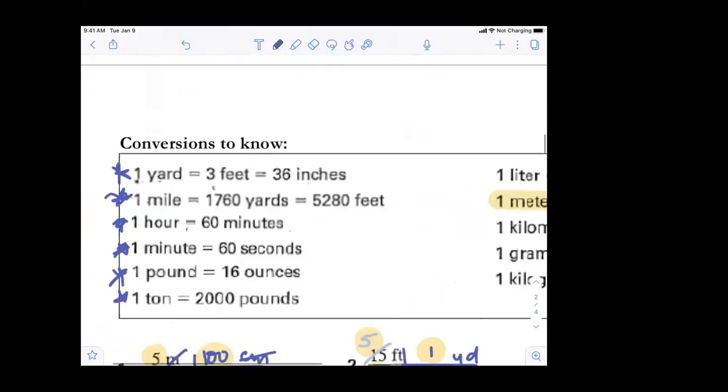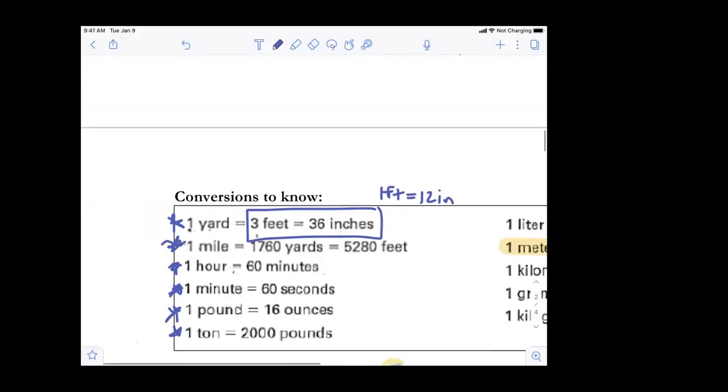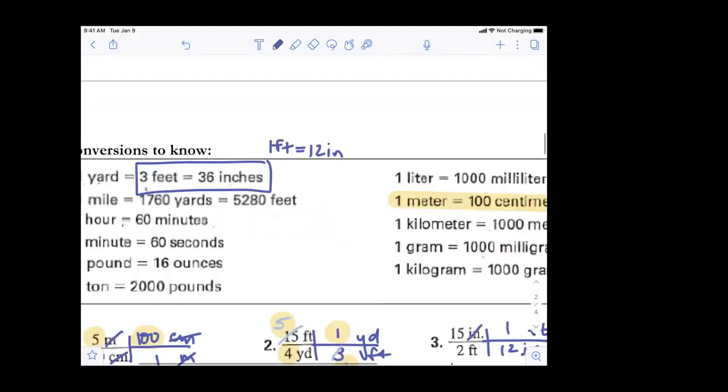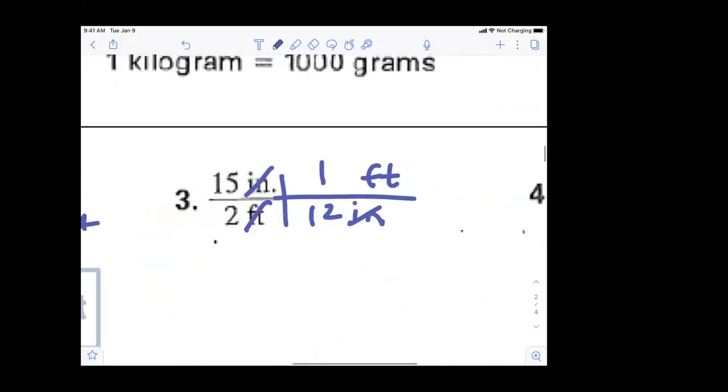If you forgot that, I did say 3 feet is 36 inches, and you could divide 3 from both of those. Or if you just forgot and want to rewrite it, I'd write 1 foot is 12 inches at the top of your paper. That's a common one, I think you know, but in case you don't, let's write it up there. Inches crossed out, feet crossed out.